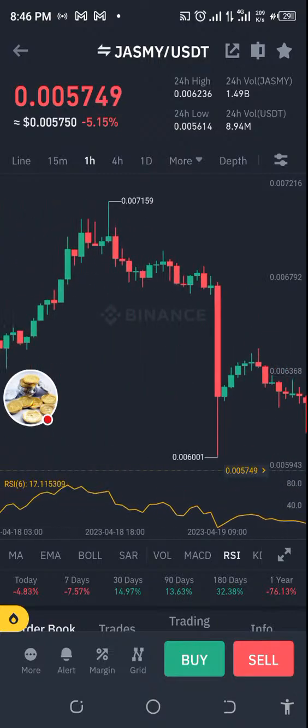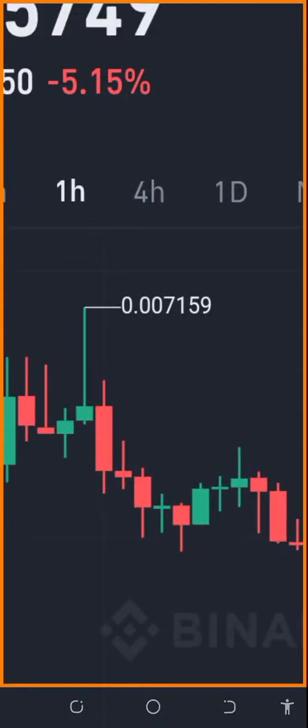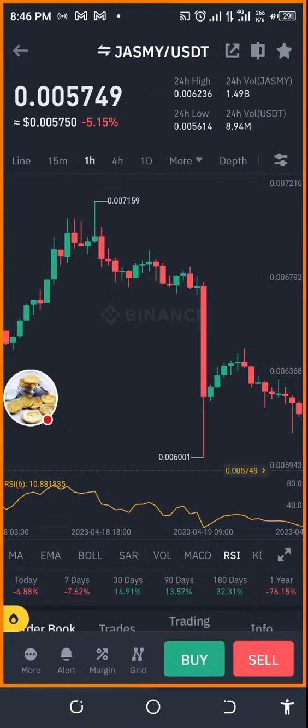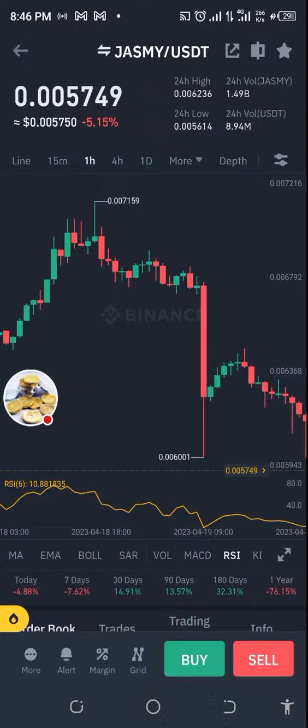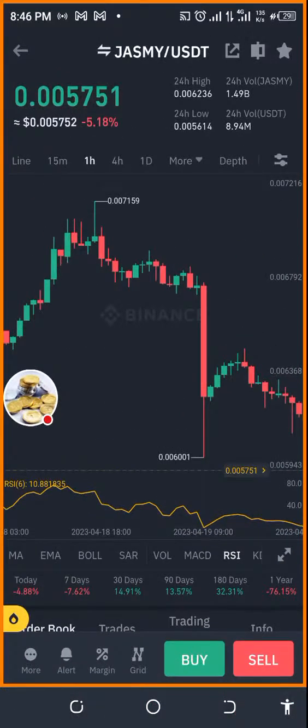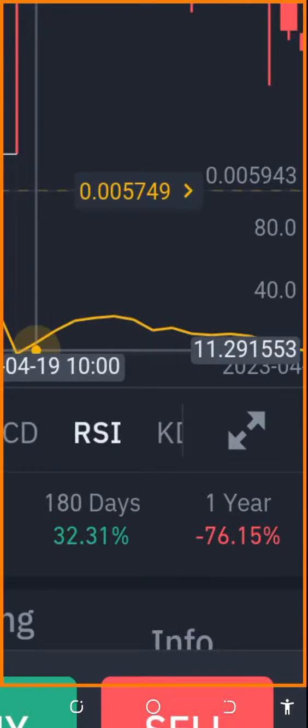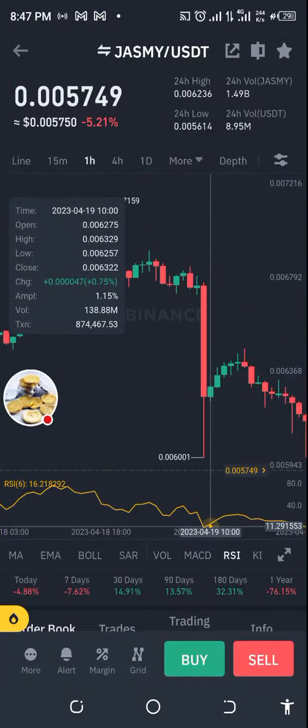Look, this is the main reversal point here. The main reversal point was at 0.0071. It came down. It was struggling. It came down. It dumped. It went back up. And you can see at this point here the lowest ebb of 11.29. It really went down, and that's why it signaled a reversal.